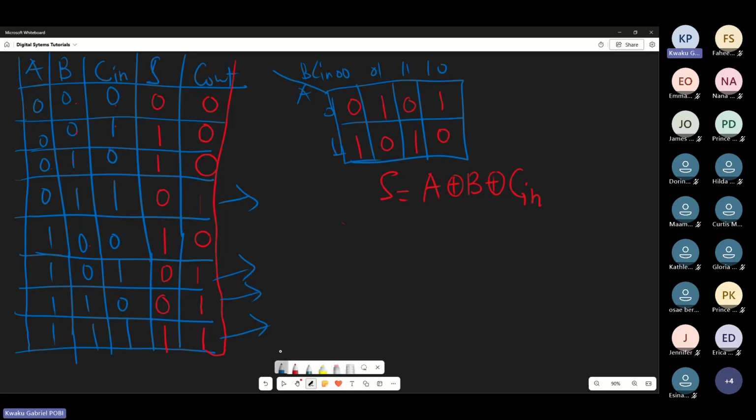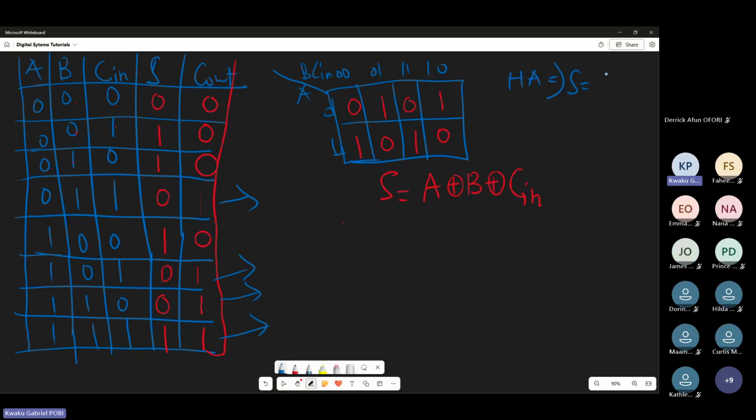Now, let's write the half-adder equations here. Sum was A XOR B. Carry was what? AB. Now, this is looking like a half-adder. Just note this for now. Now, let's do the carry out.